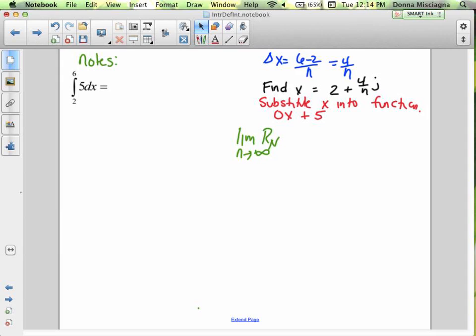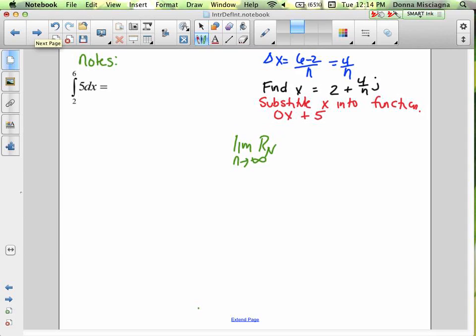All right, so now if we plug our x into our function, we'd have 0 times 2 plus 4 over nj, plus 5. Well, that's just going to leave 5. That's what we're going to take the limit of. When I write 0x, I don't accidentally take the 2 by mistake. I know the only thing left is the 5. So our starting value doesn't matter much in this, but our change in x will matter.